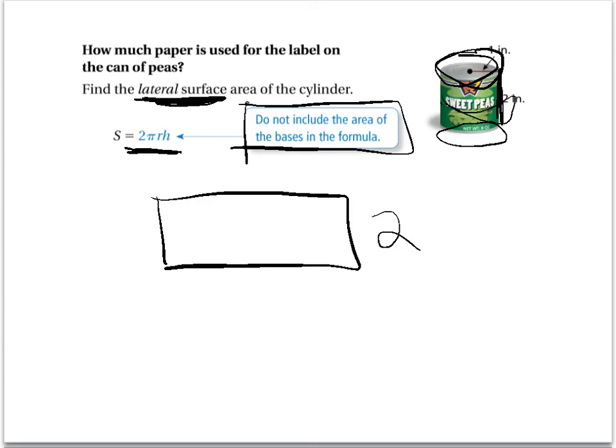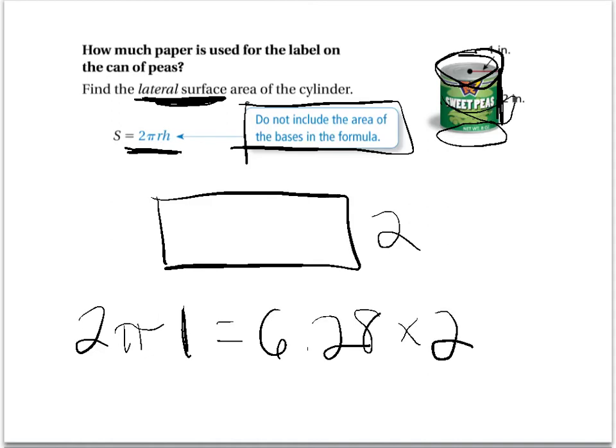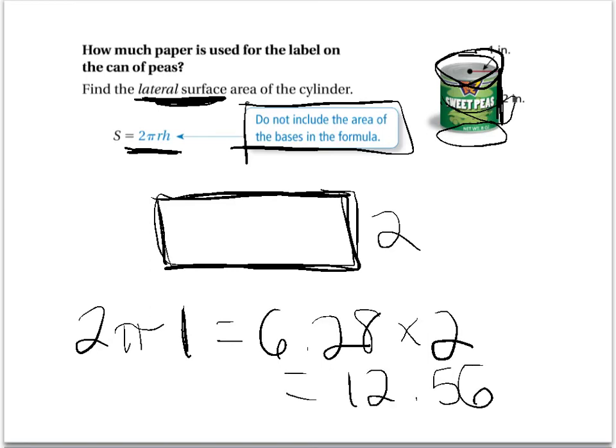So I've got to use this formula. 2 pi, the radius is 1. Now this is basically how I find the circumference of a circle. When I multiply that, 2 times pi is going to be 6.28. Once I do that, all I have to do is multiply by 2 because it becomes a basic rectangle. The area of a rectangle is length times width, 2 times 6.28, and that gets me an area of 12.56. And in this case, it's going to be inches squared.